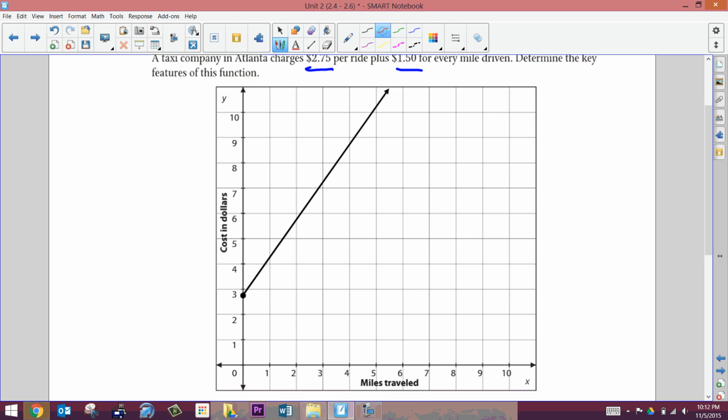Well, the first thing we got to recognize is where do you start? So we'd say that this has a y-intercept of 0, 2.75. That is critical, always where you start. So that's a key element.